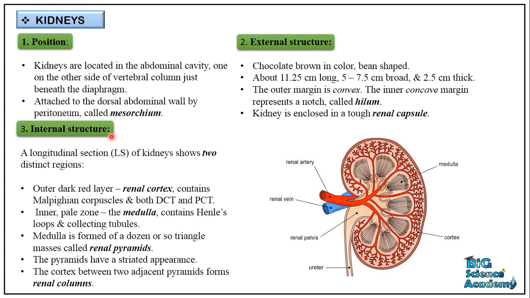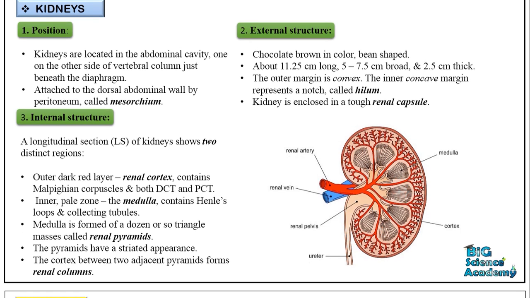Now we will discuss the internal structure of the kidneys. A longitudinal section of the kidney shows two distinct regions. The outer dark region is called the renal cortex and it contains Malpighian corpuscles, distal convoluted tubules or DCT and proximal convoluted tubules or PCT. The inner pale zone is called the medulla. It contains Henle's loop and collecting tubules. The medulla is formed of a dozen or so triangular masses called renal pyramids. The pyramids have a striated appearance. The cortex between two adjacent pyramids forms renal columns.